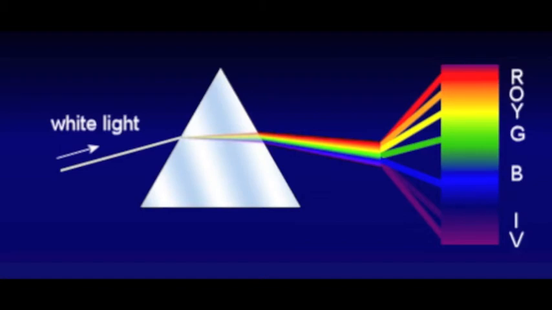In nature, dispersion can be seen through the phenomenon of rainbows, and thus a rainbow is created.